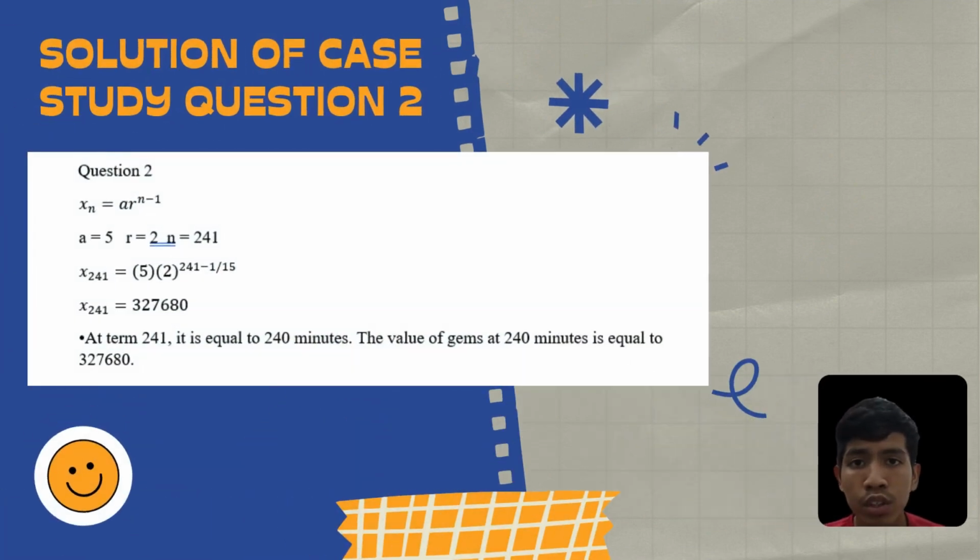Question 2. We use geometric progression and the formula is xn equal to a multiplied by r to the power of n minus 1. The given is a equal to 5, r equal to 2, and n equal to 241. So we want to find the value of germs. First, we should write the geometric progression formula and then put the given into the formula. After that, we solve the formula until we get the value of germs. At term 241, it is equal to 240 minutes. The value of germs at 240 minutes is equal to 327,680.